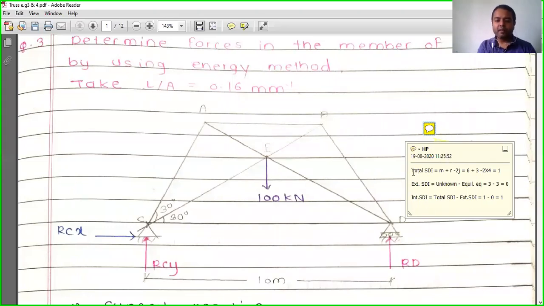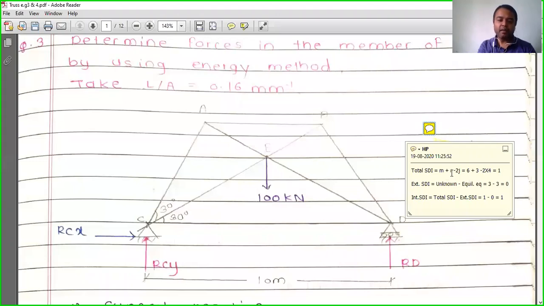For SDI, first of all, we will find total SDI of the structure. For total SDI, the formula is M plus R minus 2J. So M, number of members of the truss, are 6, as I have not considered this as a joint. That means I consider this member as a single whole member, and this AB member as a whole member. I am not considering this as a joint. So that's why the number of members is 6.